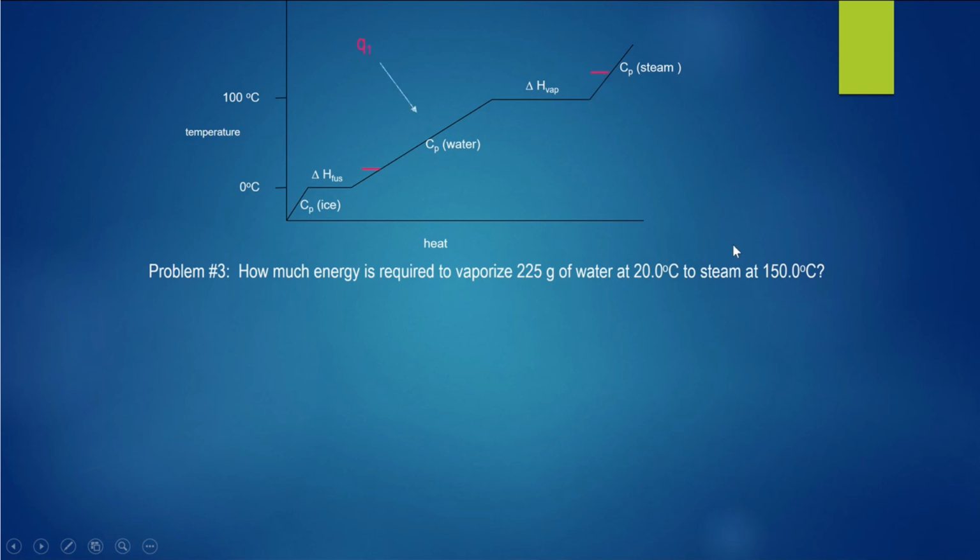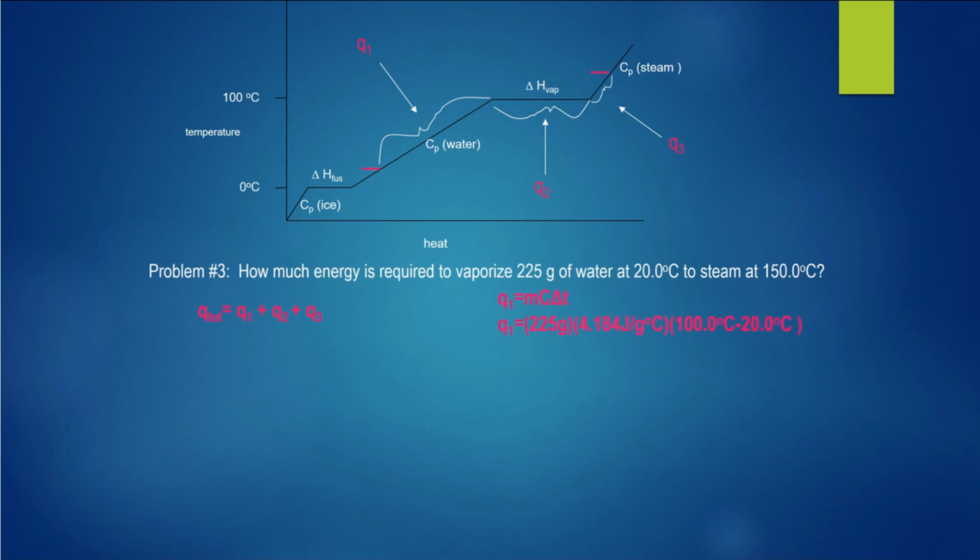So our first Q, bringing liquid water from 20 degrees Celsius up to its boiling point of 100 degrees Celsius. Our second amount of energy will be vaporizing that water. And our third energy will be then to bring up the temperature of our now vaporized water, our now steam, from 100 degrees to 150 degrees Celsius. So 3 total energies again.